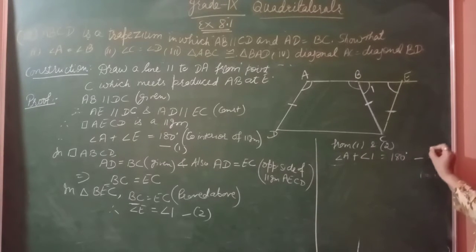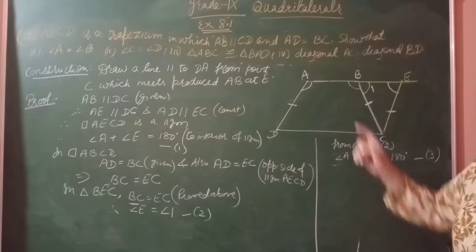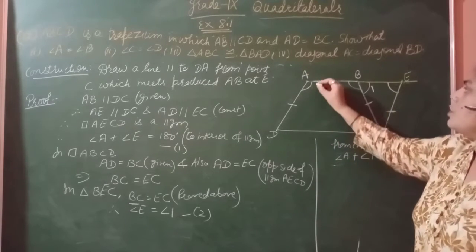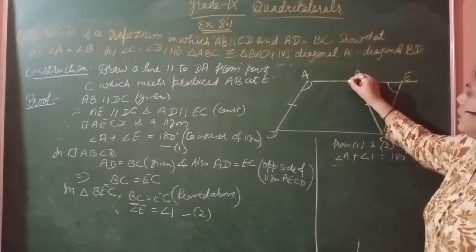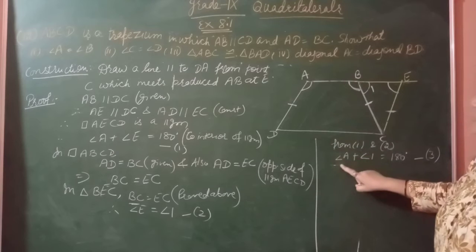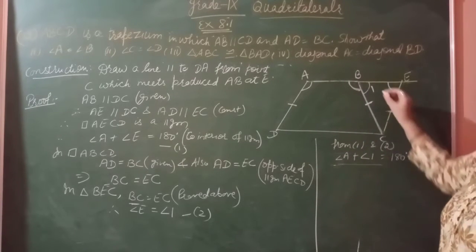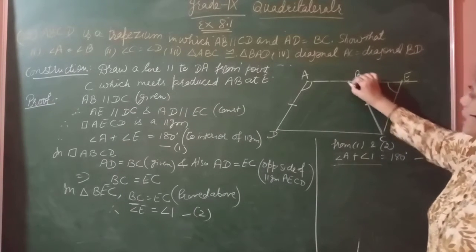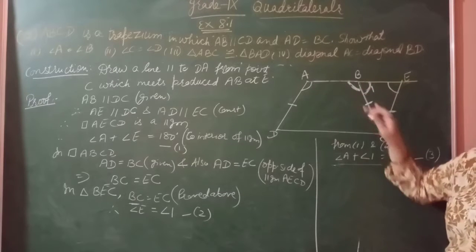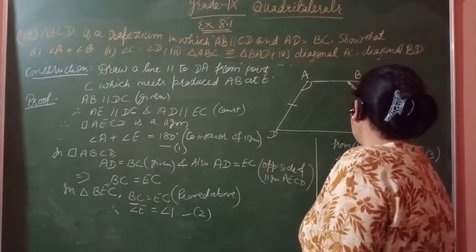We name it as number 3. Now we know that AB is parallel to DC because it is given. So between these parallel lines, angle A plus angle 1 is 180 degrees. Angle B and angle 1 form a linear pair, so their sum is also 180 degrees.